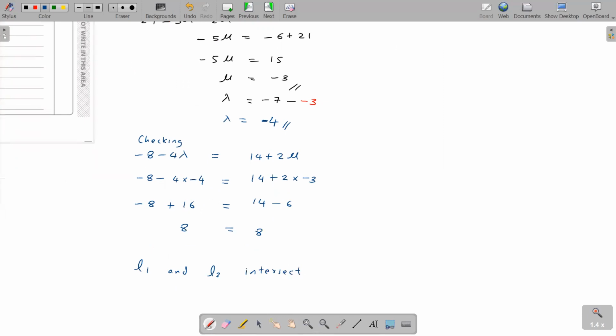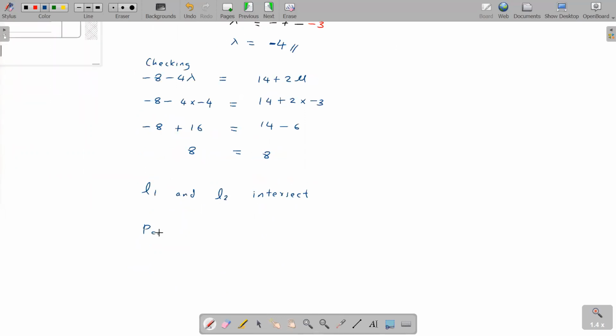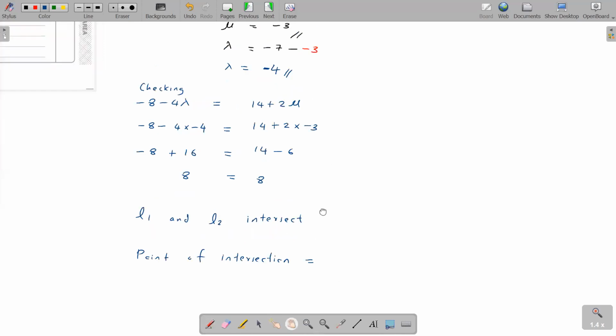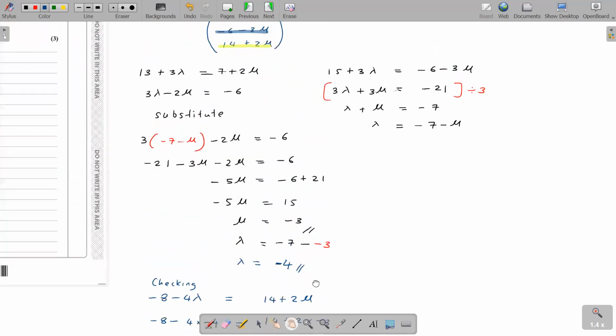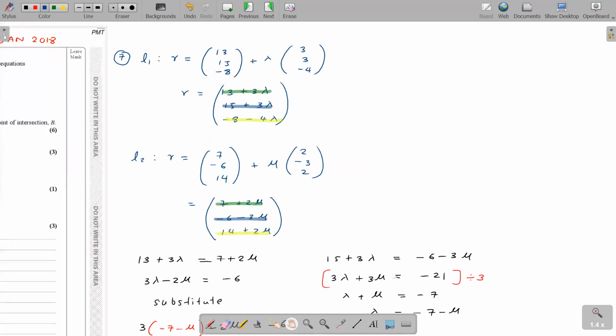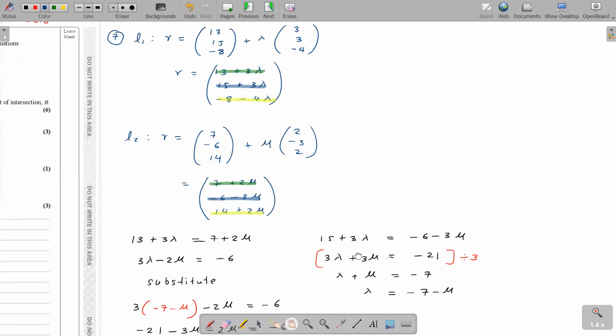So in this case, we realize that line 1 and line 2 intersect, and therefore we need to get the point of intersection. They ask us to get the point of intersection. How do you get the point of intersection? What you could do is use your lambda value or the mu value and substitute that into either the line 1 equation or line 2 equation. So if you're going with line 1, you have to substitute the lambda value. If you're going with line 2, substitute the mu value and then get the point of intersection.